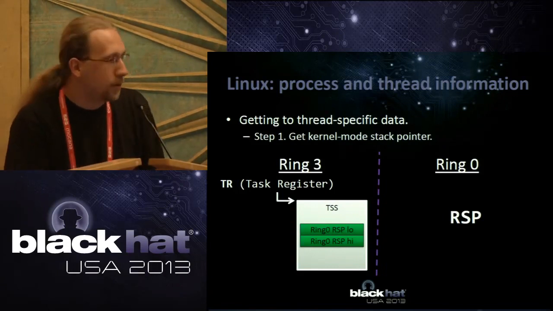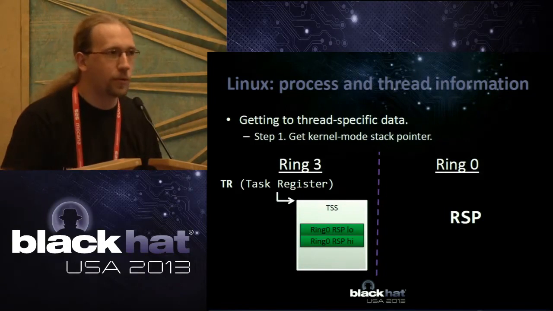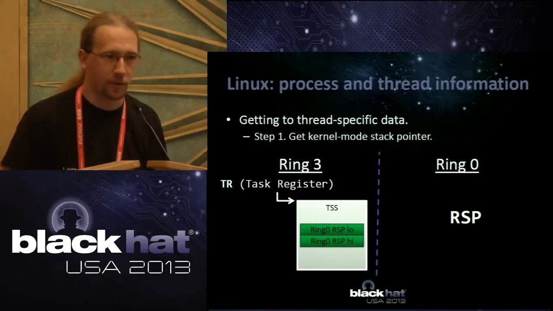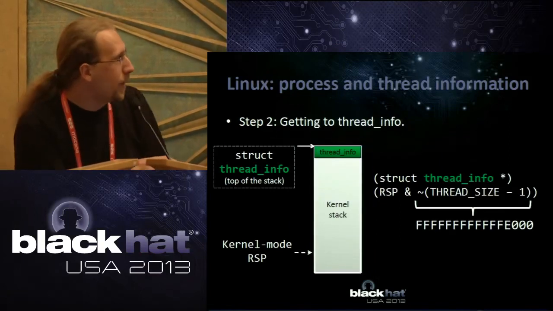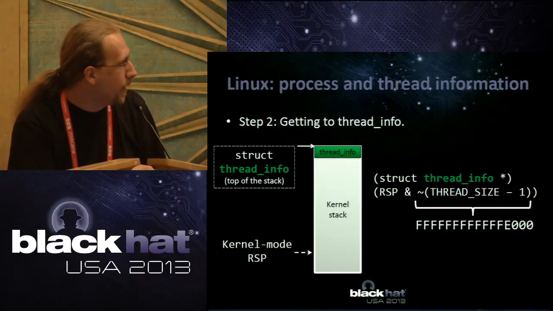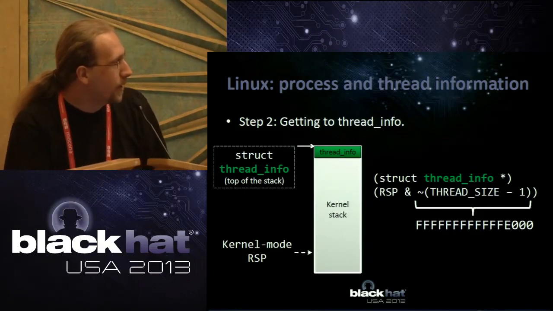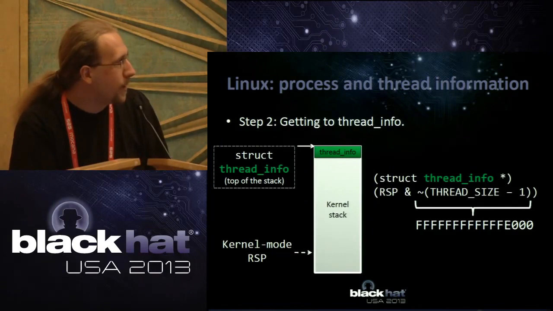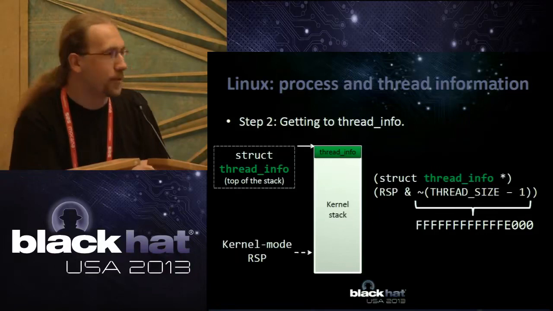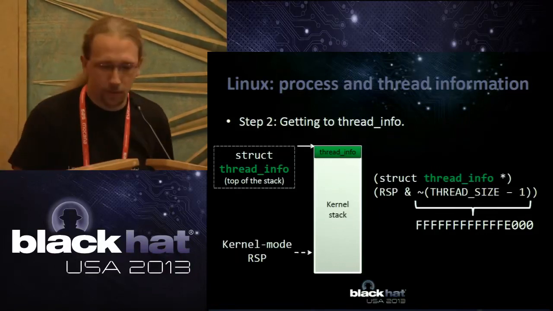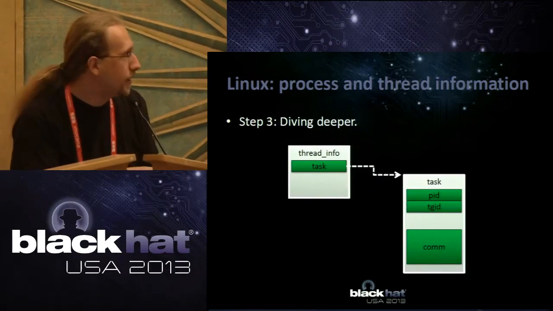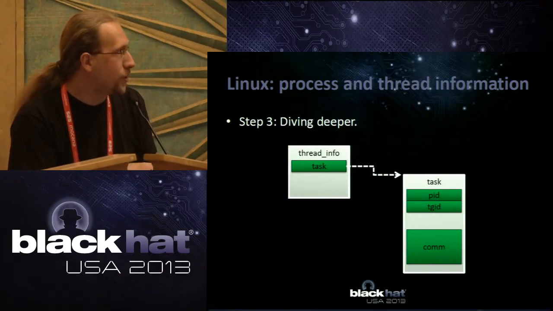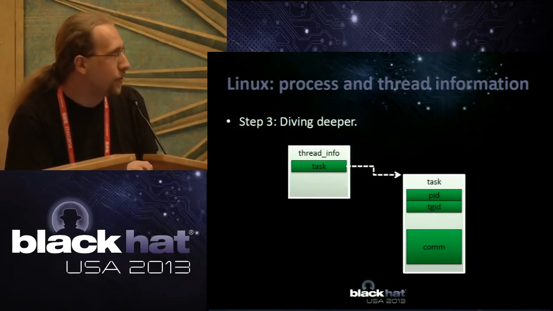However, if you are in ring 0, this is trivial because you already have the stack pointer in the stack pointer register, obviously. Once you have this, well, Linux is quite interesting. You have the kernel stack for the given thread, and the stack pointer points somewhere here, right? You mask out the lower bits, and you get the address of the beginning of the stack. At the beginning of the stack, there is a thread_info structure, which contains the pointers to information we need. So if we dive deeper, we read a task pointer from that structure, and we have the task structure. We read the PID.